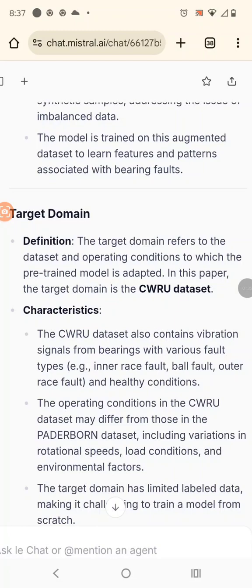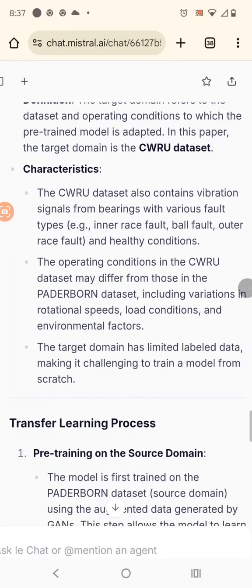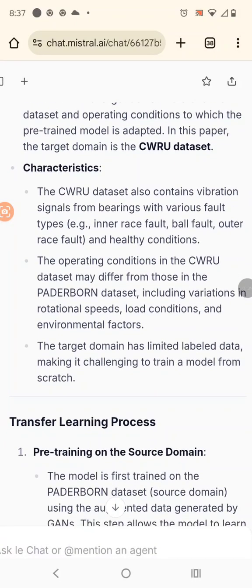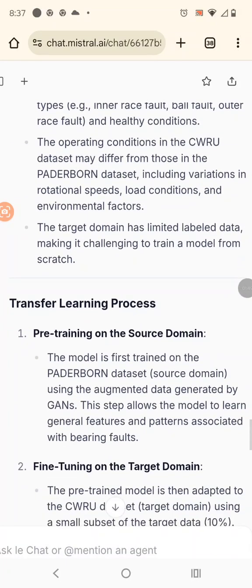In this paper, this is the target domain. So we already saw that the CWRU dataset contains like 9 features. The target domain has limited labeled data, making it challenging to train a model from scratch. That's why we do this transfer learning.